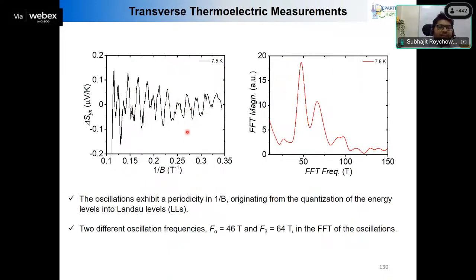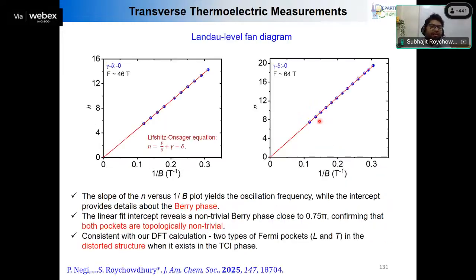So we analyze the oscillation, and we first subtract the background and then plot it with respect to 1/B, and we can see clear oscillation of the Nernst data. From that we did the FFT and observed two frequencies, at 46 Tesla as well as 64 Tesla. Now our goal is to prove that these two peaks are coming from the non-trivial phase.